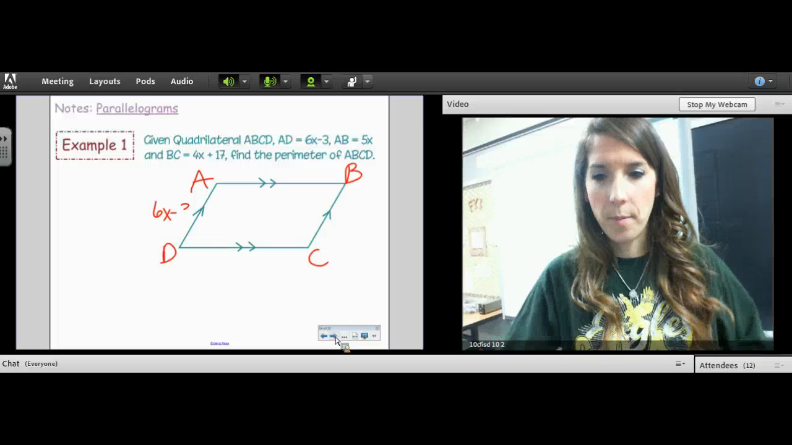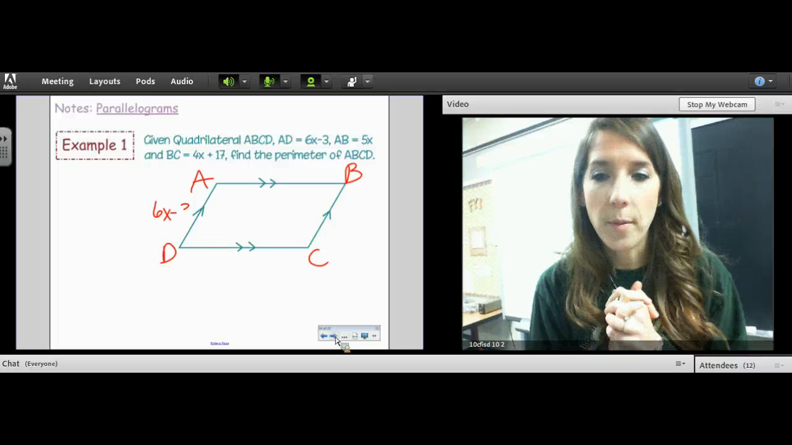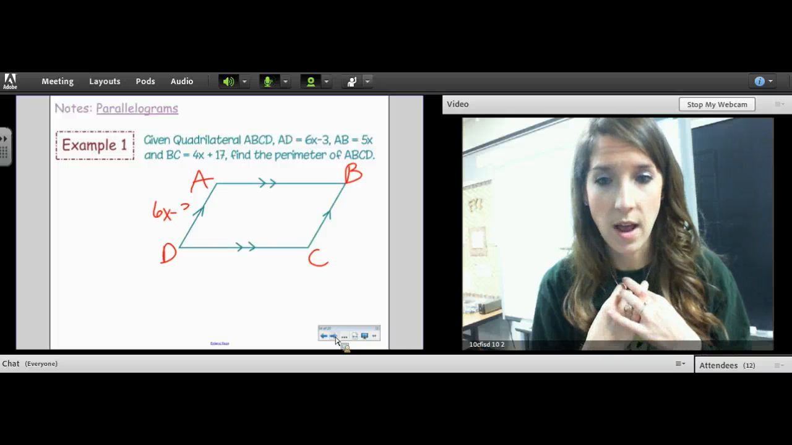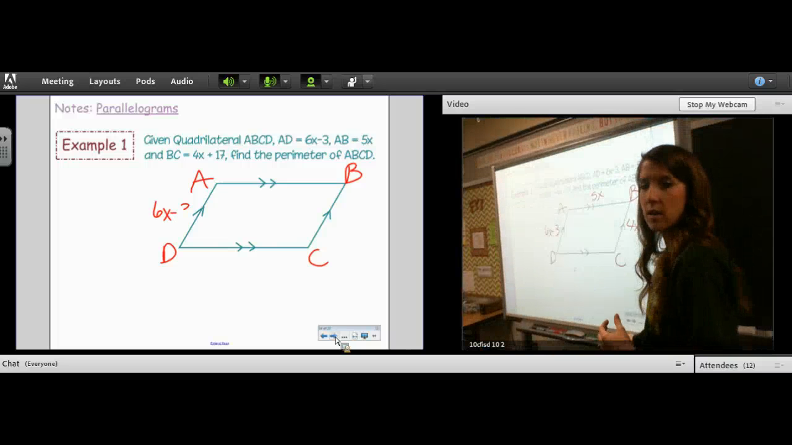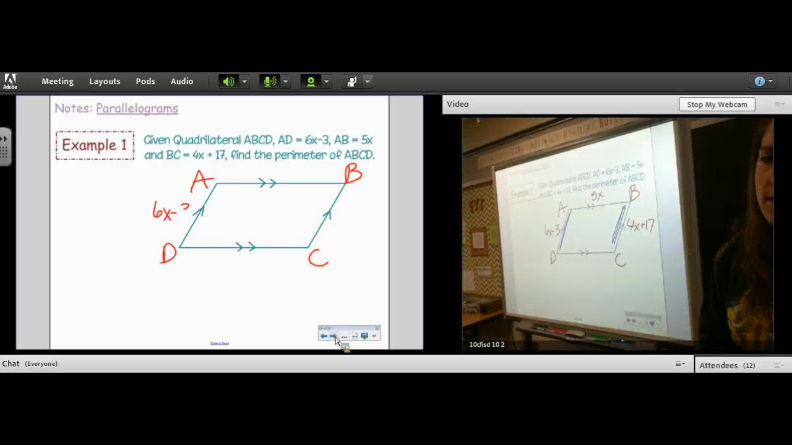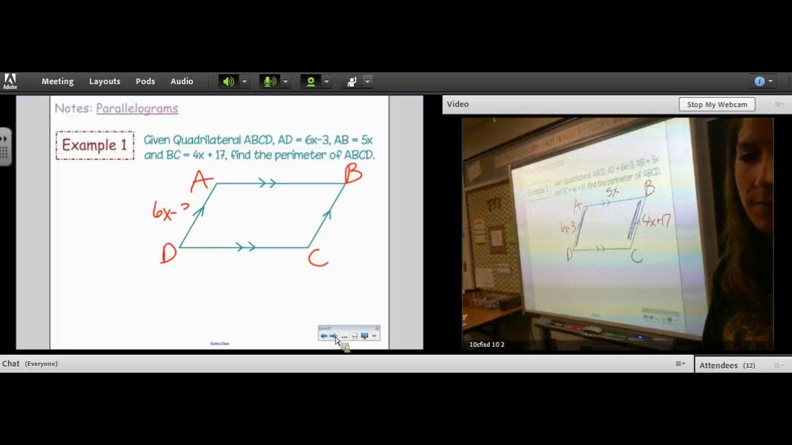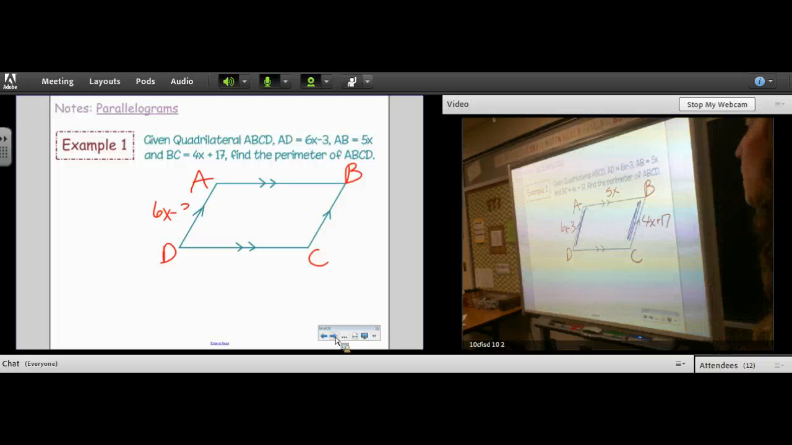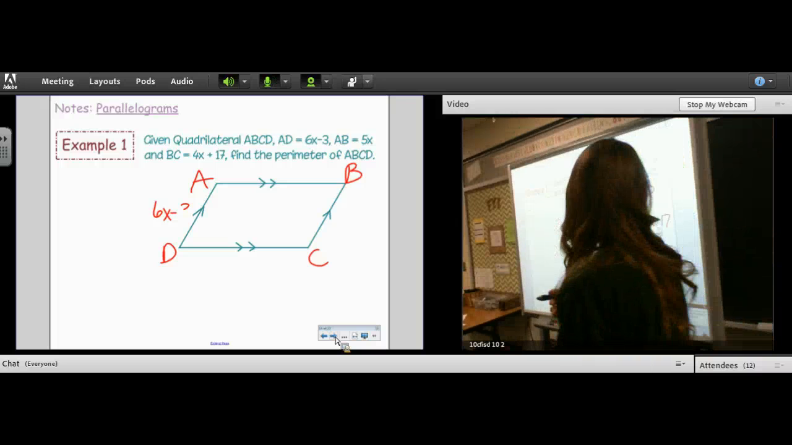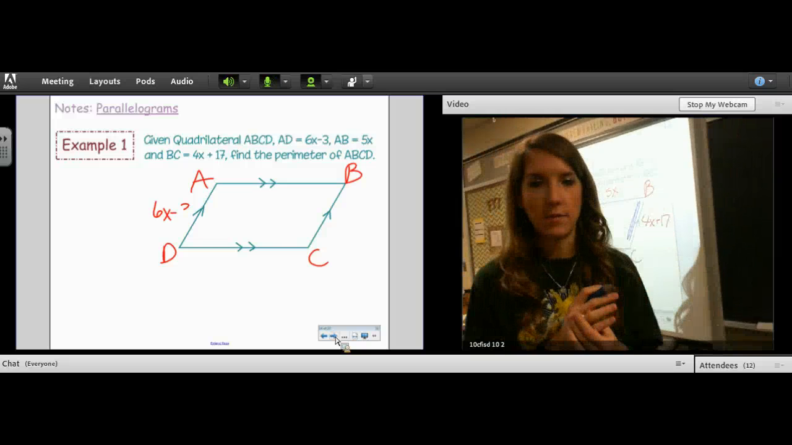We're going to use one of our properties, and that property is going to be opposite sides are congruent. I know that this side is opposite this side, therefore they're congruent. You're going to have to look through the camera because I don't know why it's not sharing my screen. So we're not going to use the 5x right now because it's not opposite anybody. We're going to use the 6x minus 3 and we're going to use the 4x plus 17.